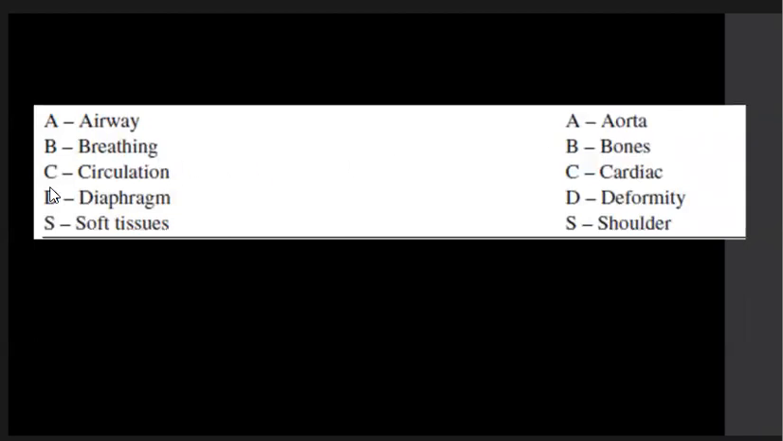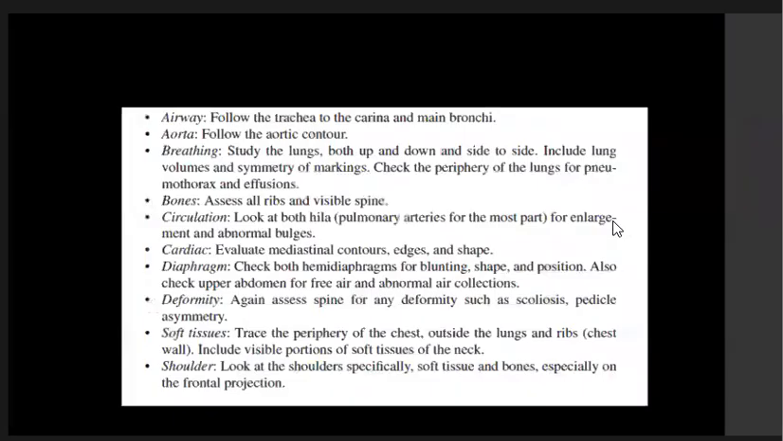We have two A's, two B's, two C's, two D's and two S's. 2A for airway and aorta, 2B for breathing and bones, 2C for circulation and cardiac, 2D for diaphragm and deformity, 2S for soft tissue and shoulder. These are what we mentioned before. Look for any abnormalities there, any masses, any effusion, and everything you should look for. Analyze each item as we mentioned here.